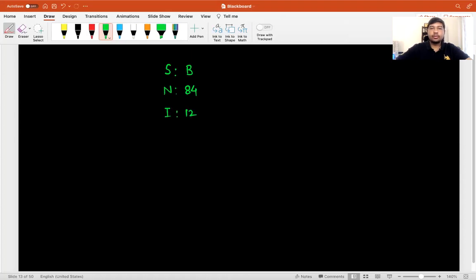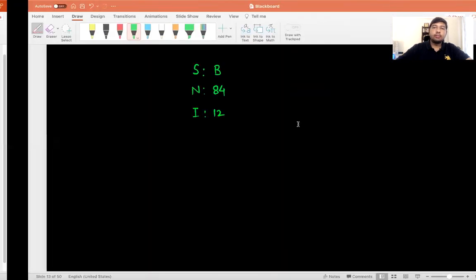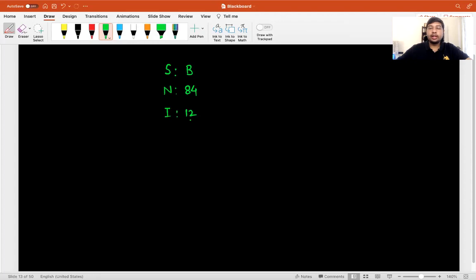I is 12 because 12% is the return which is compounded quarterly, but you will take the annual nominal rate; the compounding frequency you will give somewhere else. PV is 0. PMT is minus 10,000. Since 10,000 is the recurring payment and since it is an outflow, it has to be negative. FV is what you need to calculate. Payments per year is 12. Compounding per year is 4. So this is what will be your input.